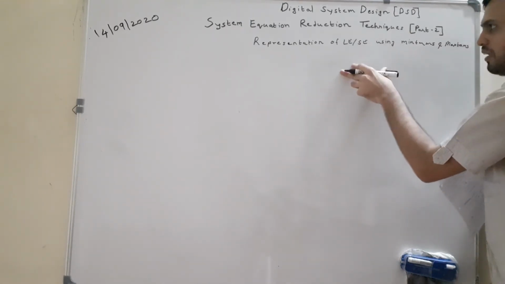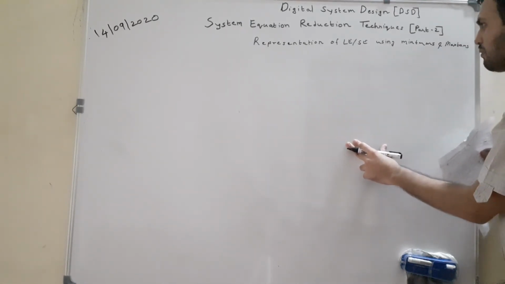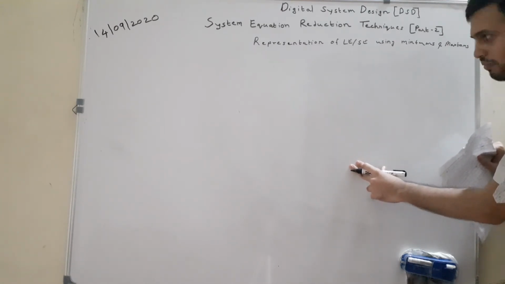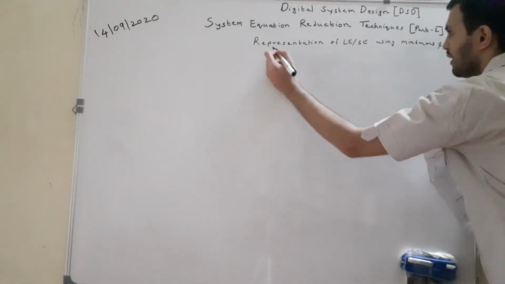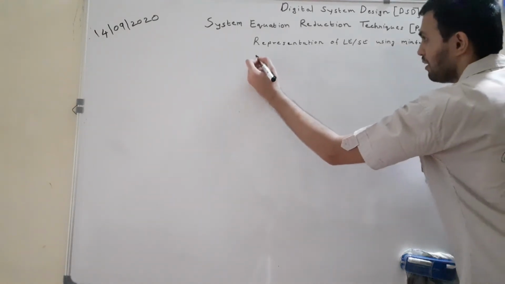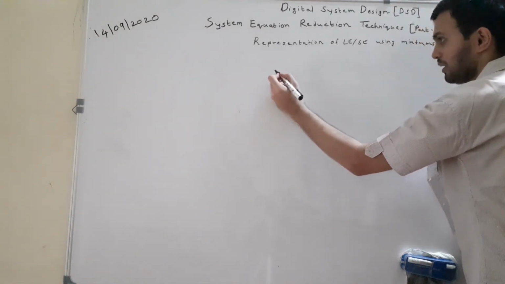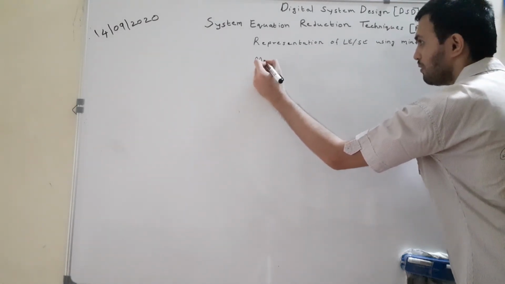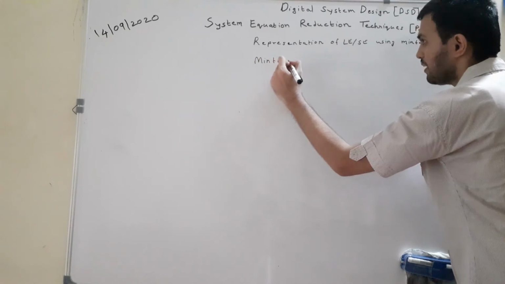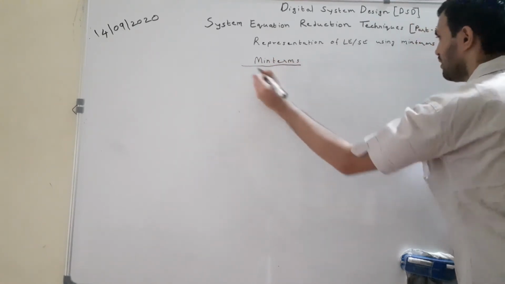So how will you represent a given system equation as a combination of min terms and max terms? This is what we are going to study. First we will deal with how to represent a logic expression in the form of min terms. For min terms we need to understand the standard SOP form. Let me understand the representation of min terms first.